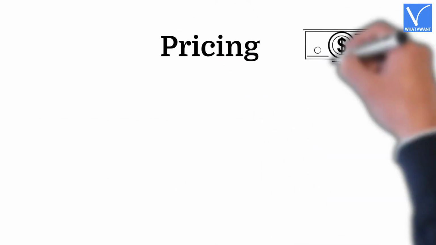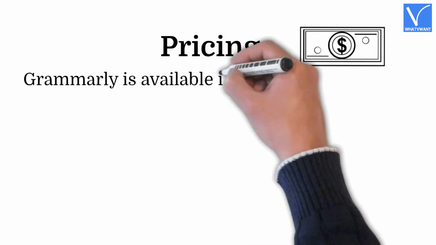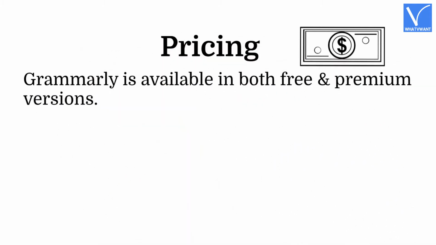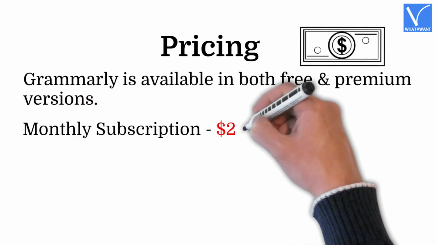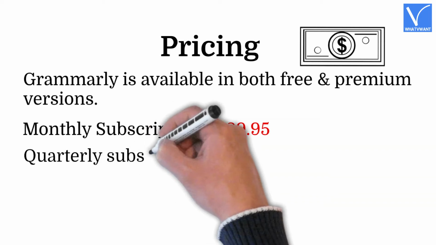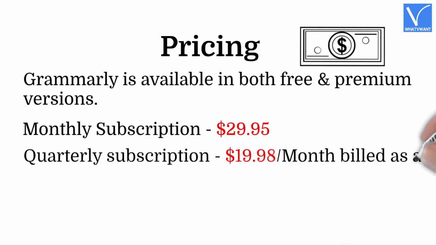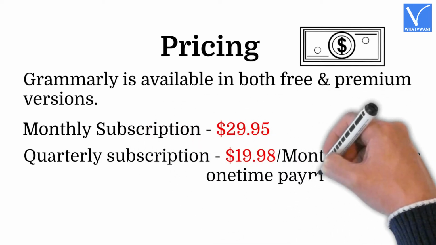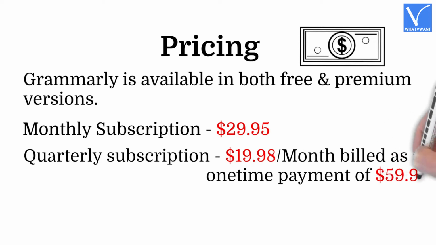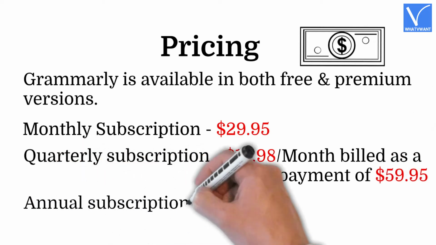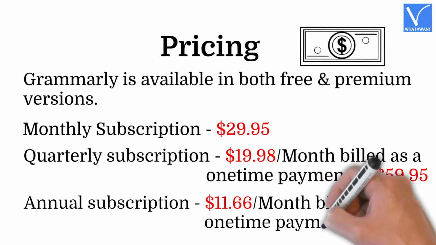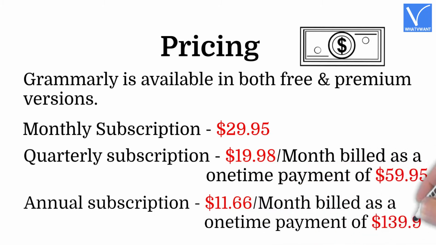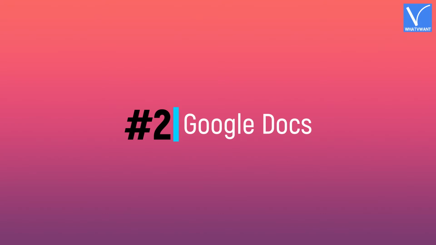Pricing. Grammarly is available in both free and premium versions. The pricing of the premium version is listed below. Monthly subscription, $29.95. Quarterly subscription, $19.98 per month, billed as a one-time payment of $59.95. Annual subscription, $11.66 per month, billed as a one-time payment of $139.95.